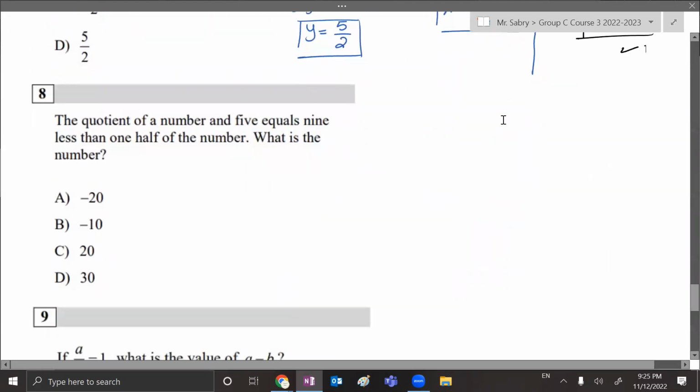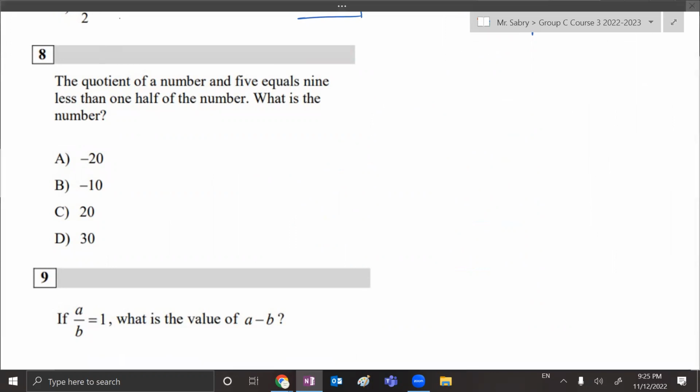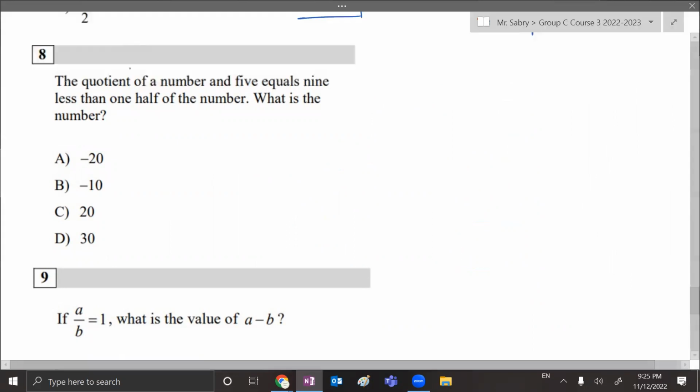Awesome. Moving to number 8, the quotient of a number and 5. The quotient, we said that means division. So when they say the quotient of a number and 5, that means a number, let's say an x, for example, divided by 5 is equal to 9 less than something, so something minus 9, 9 less than 1/2 the number, so half x. What is the value of the number? I want to know what x is.